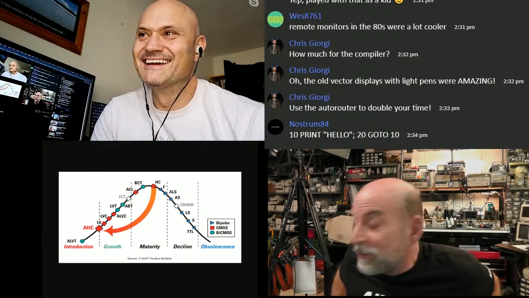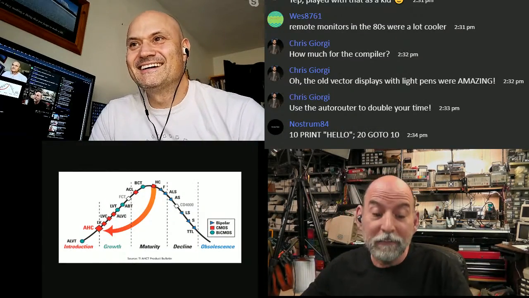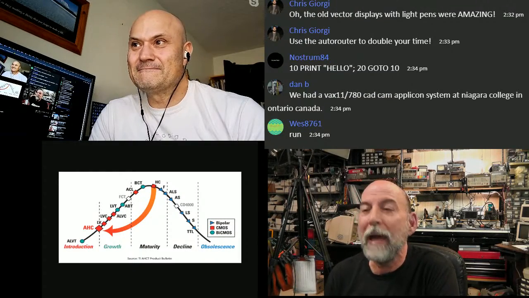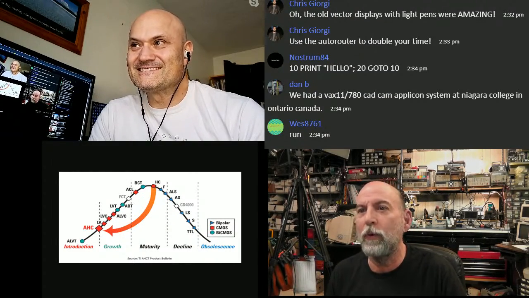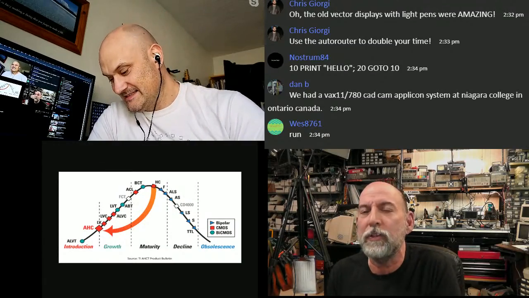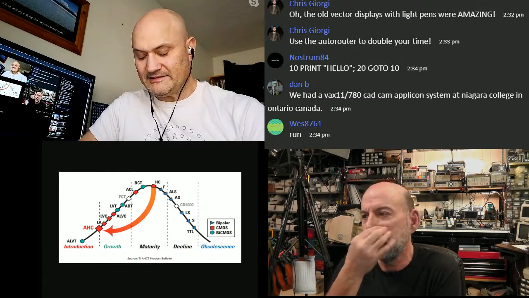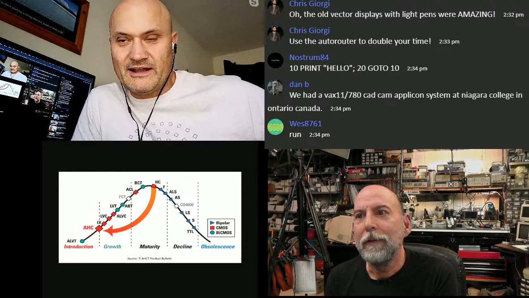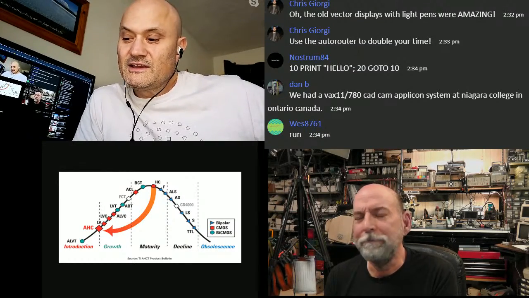Good auto routers, they're good. Good auto routers can really save you some time and not trash the board. A bad auto router will trash the board to the point where you can't add that last 6%. Yeah, and this is why a lot of PCB design professionals say, "Oh, I never use the auto router. I hate auto routers." It's a tool.